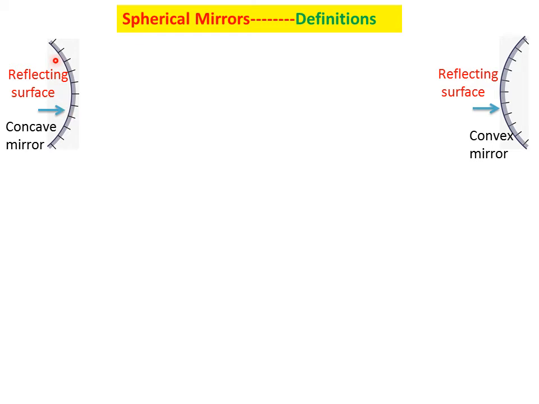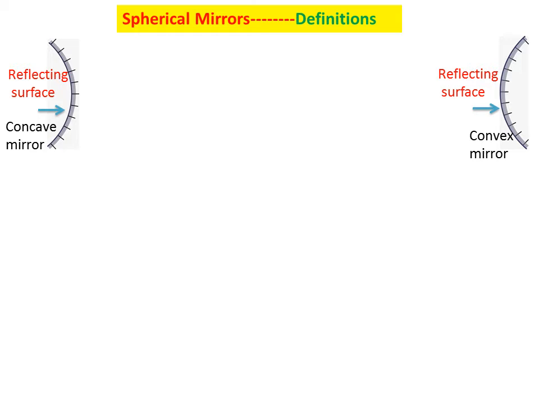and is known as a spherical surface. If either side of this spherical surface is silvered like this or like this, we get a spherical mirror. This one is a spherical mirror. We have a concave mirror here and a convex mirror here. So we can say a spherical mirror is a reflecting surface which forms a part of a hollow sphere.